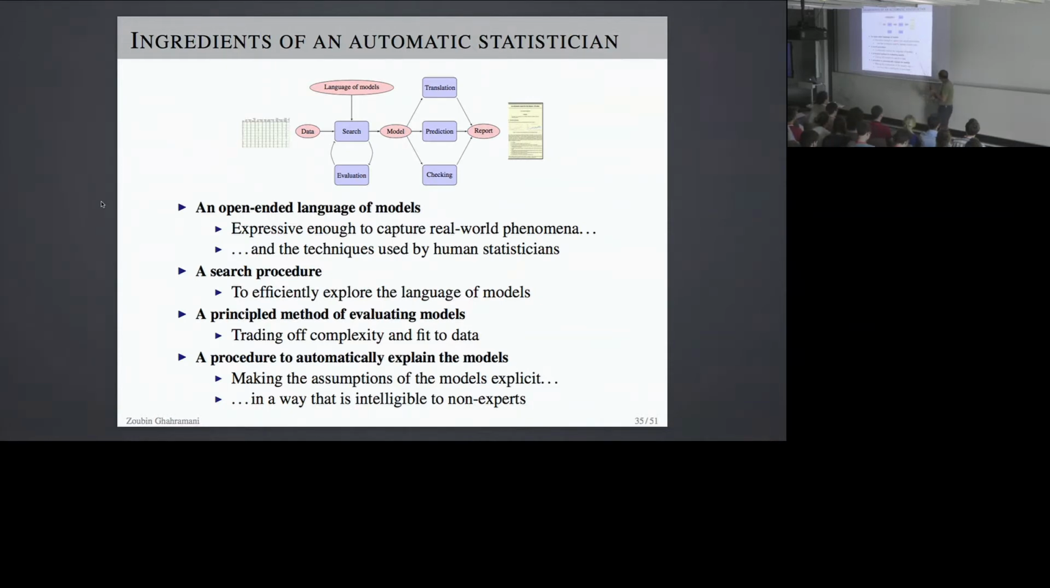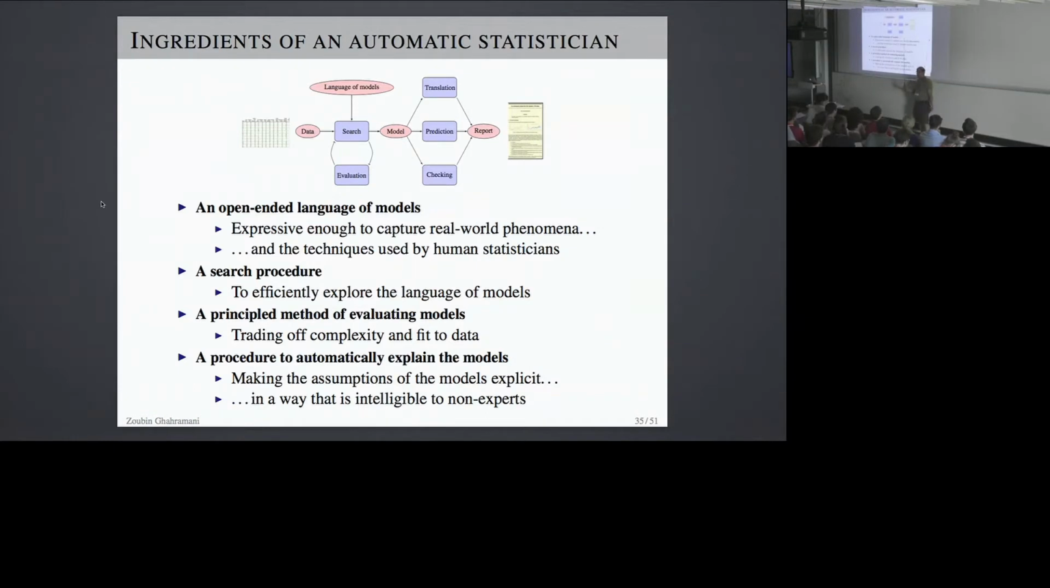Then, of course, what we end up with is a huge space of models, an exponentially large space of models to search through. So that seems quite painful. We need a search procedure to efficiently explore this language of models. I'll describe each of these components in the next few minutes.